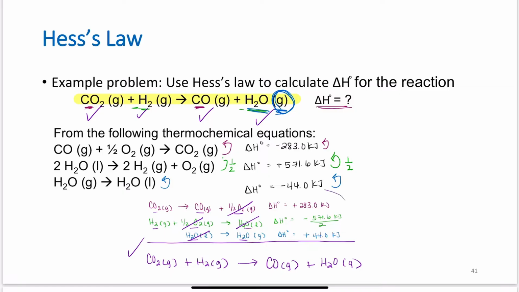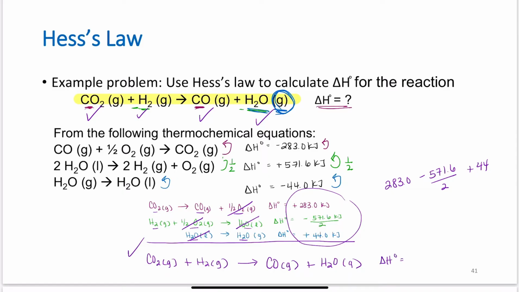Now what I'm going to do is plug this into my calculator. I'm going to say 283.0 minus 571.6 divided by 2 plus 44.